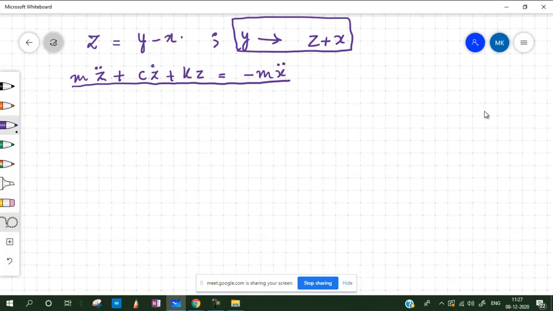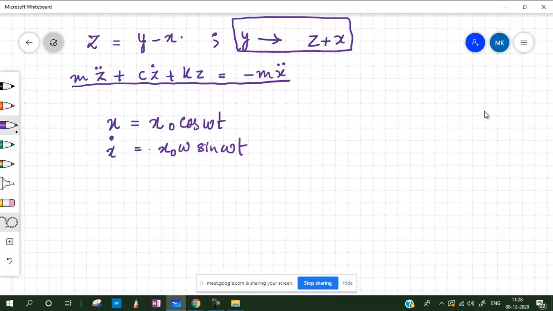All right, so this is the equation of the instrument that we have designed for the measurement of acceleration. Because we have assumed the object to be moving with harmonic motion x naught cos of omega t with some frequency omega, we can find x dot and x double dot from here. That will be minus x naught omega sine of omega t, and if we differentiate it again, x double dot will be minus x naught omega square cos of omega t.